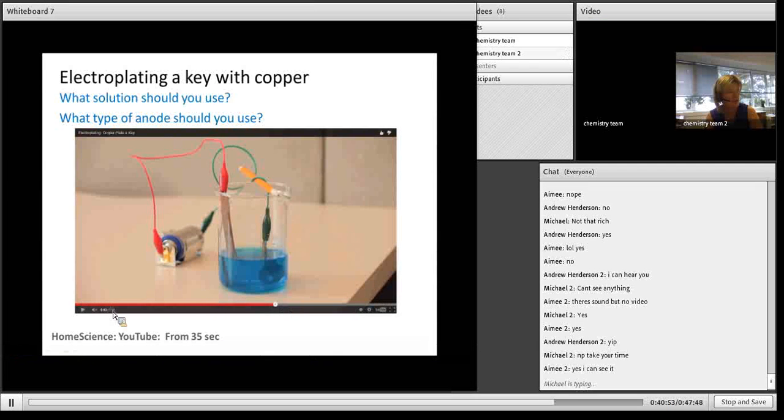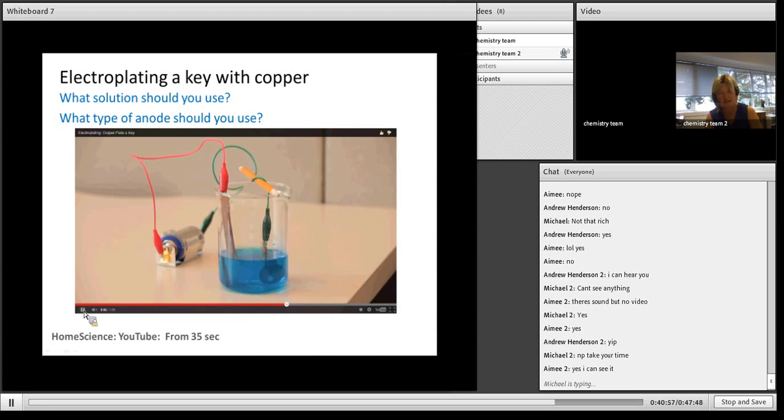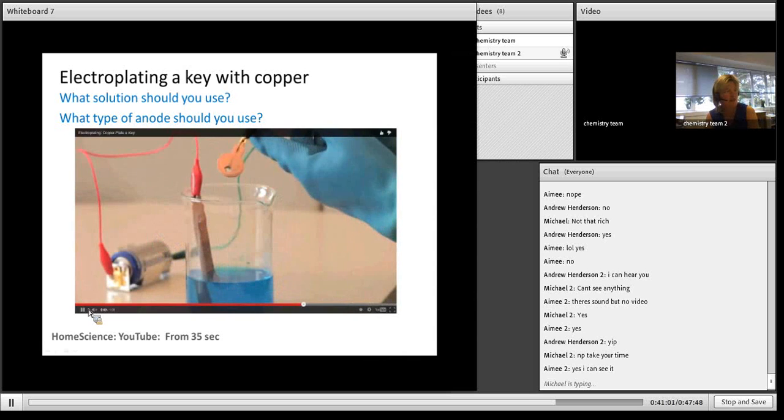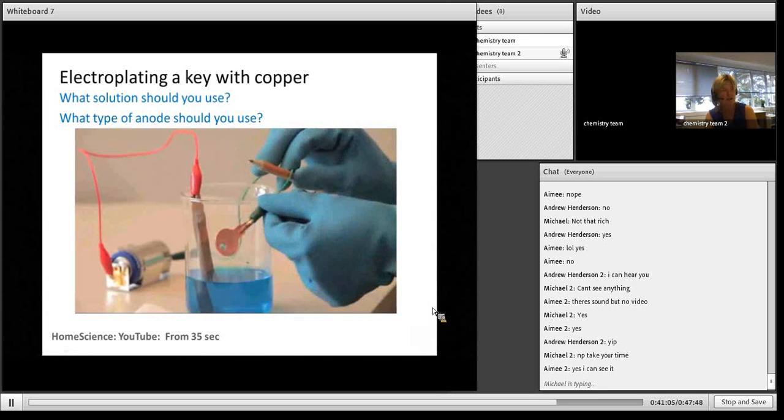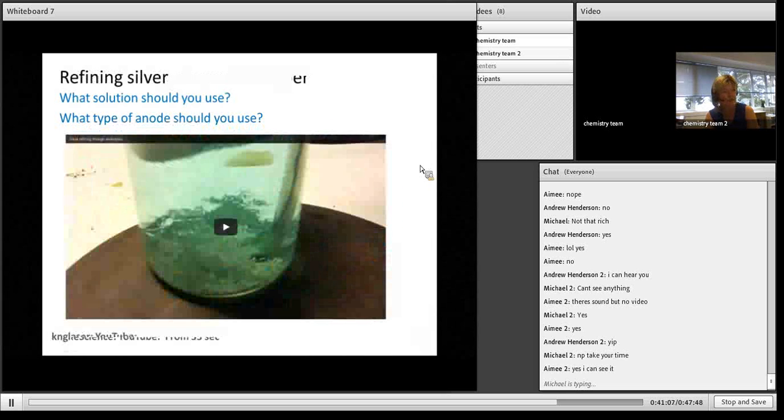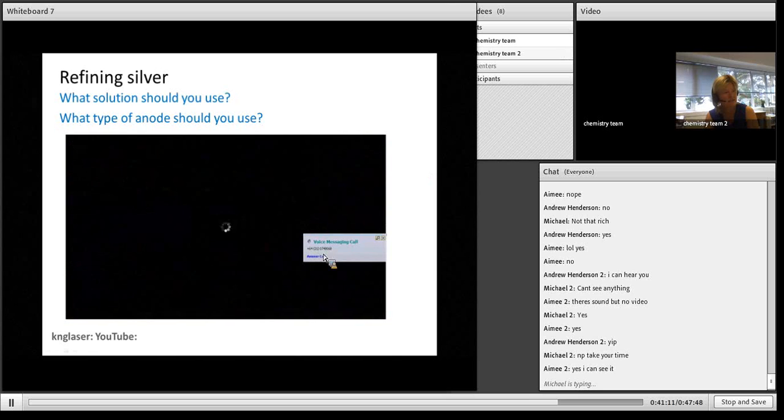And if I carry on with this, then she'll take it out and you'll see that same sort of copper that's being formed. So there's the copper that's plated on. So that is the one use, the plating. Okay, here's another one where you're refining the silver.